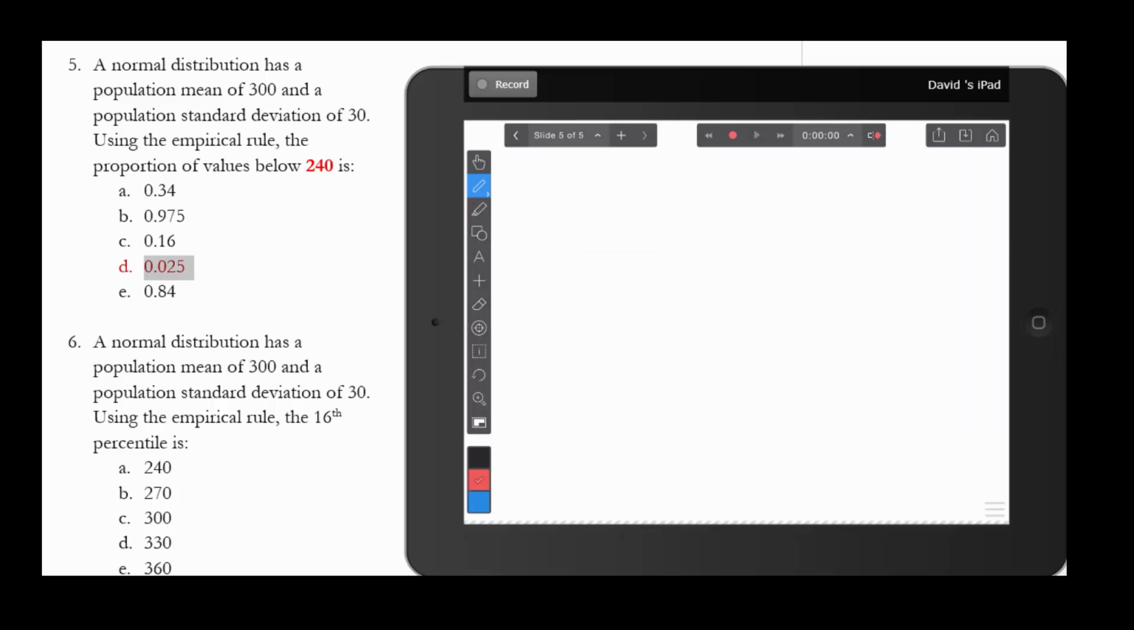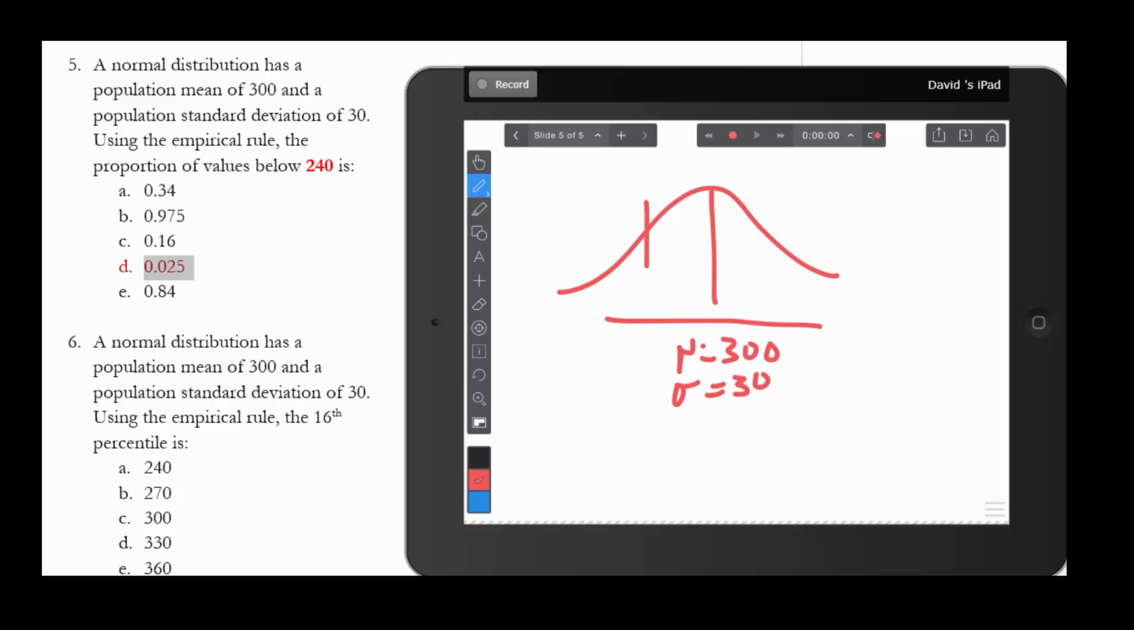So on the next one, we still have that population mean of 300 and standard deviation of 30. And it's asking for the 16th percentile. That means that 0.16 of the data are below this point. So we're actually looking for a value of x now. Remember, everything has to be from the mean to some point. Well, if we have 0.16 below here, this has got to be 0.34 because we know from the mean down is 0.5. So if we just take the 0.5 minus the 0.34, we have 0.16.